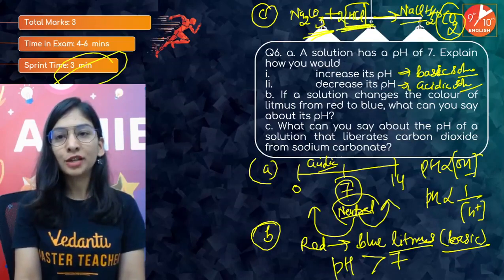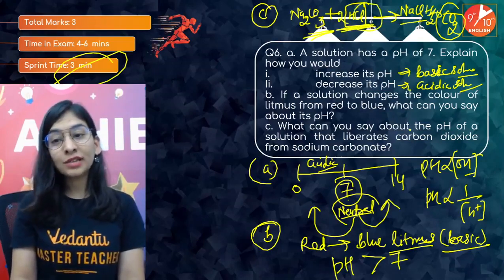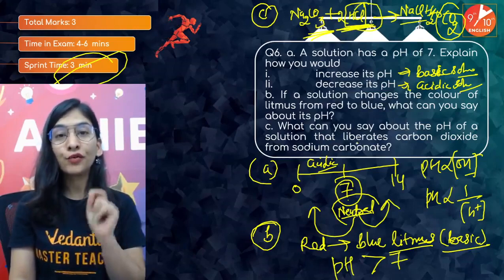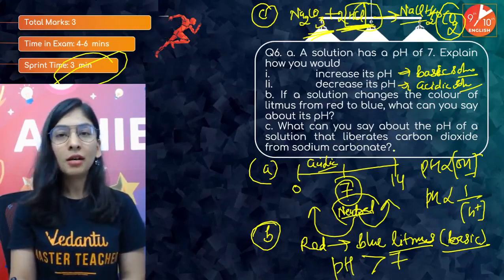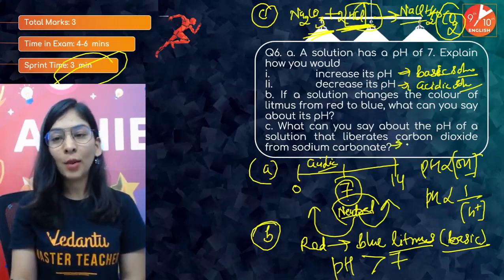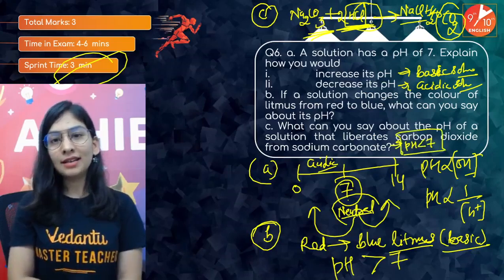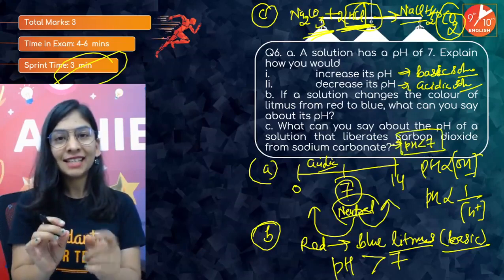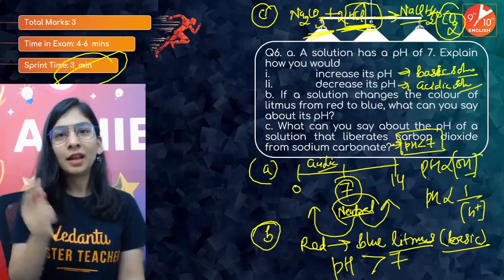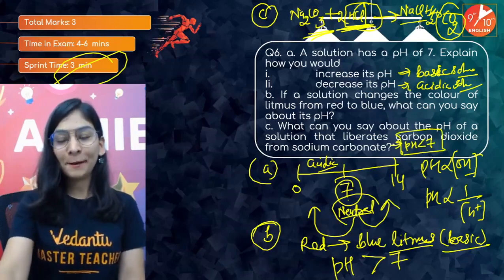So that's only possible due to an acidic solution. So what can you say about the pH of a solution that liberates CO2 from sodium carbonate? That's an acidic solution, meaning the one that has a pH less than 7. Awesome! Now it is easy, right? Indirect question. You might be confused, but now you can do it in sprint time.